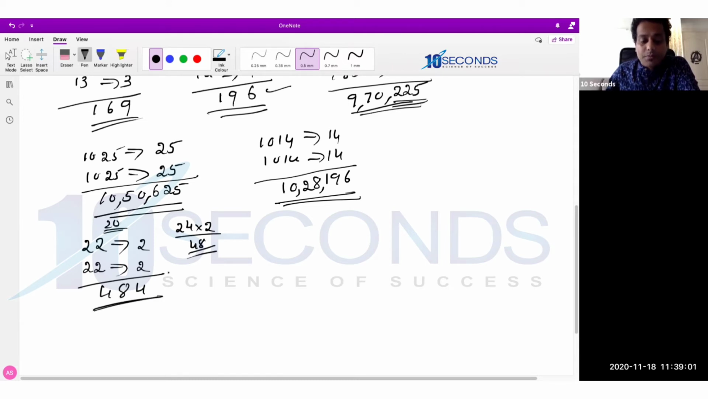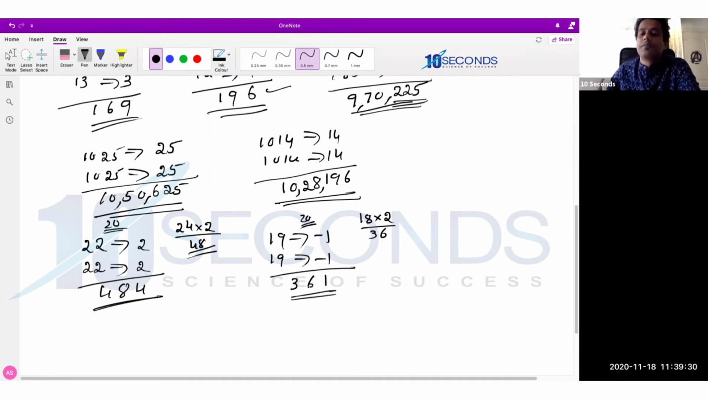Now, the obvious question is why into 2? Into 2 because 20 is 2 times the place value. 20 is 2 times 10, so you need to multiply by 2. Let me take a few more to make it easy for you. 1 less than 20, remember 20 is the base value. 1 into 1 is 1 only. 19 minus 1 is 18. 18 you have to multiply by 2 because 20 is the base value. 36 is what you get. So 361 it is.